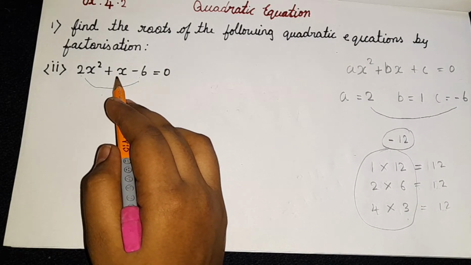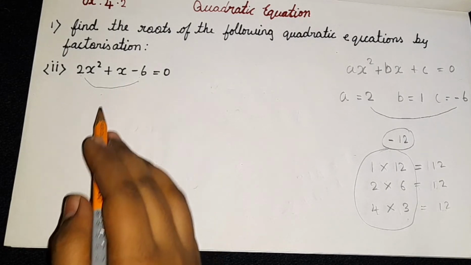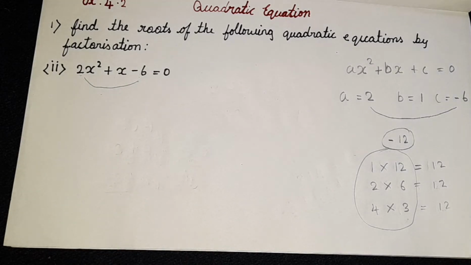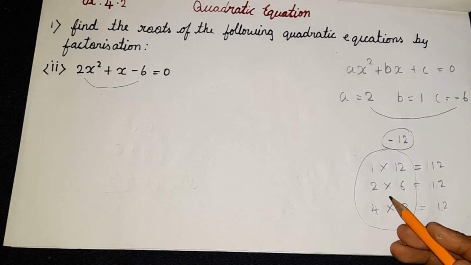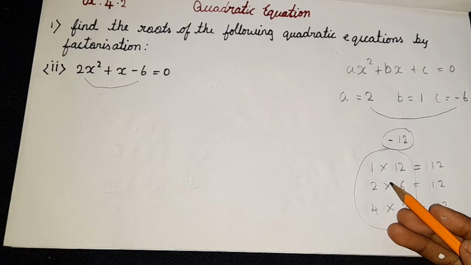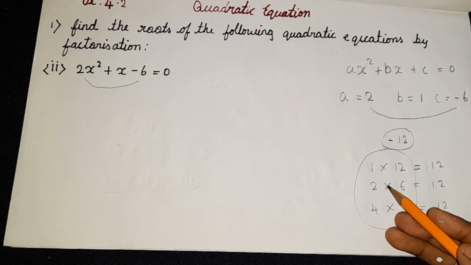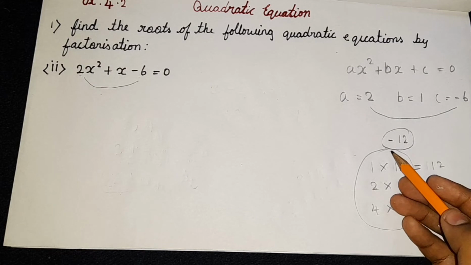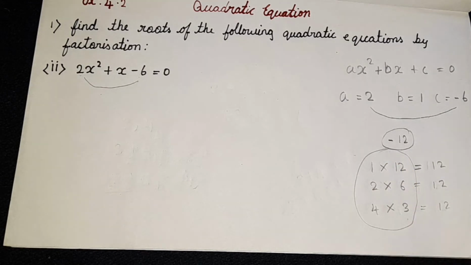Okay, so here the coefficient of x is 1, so we are supposed to get 1. Am I right? So likewise, when we add or subtract these factors, we should get 1, but when we multiply them, we should get 12. Okay, so now let us do that.